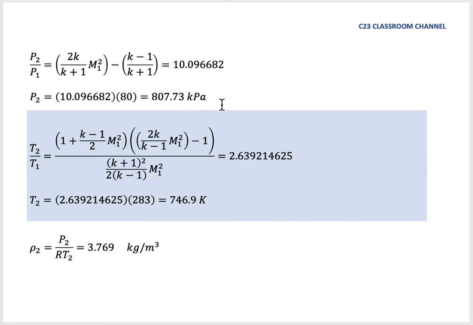So to get the temperature, we could calculate the ratio of T2 over T1 by using this equation, and then we get 2.639, and then we could calculate the value of T2 is equal to 746.9 Kelvin. The density after the shock wave can be calculated by using this term, rho 2 is equal to P2 over RT2. We substitute the value of pressure and temperature that we got from the previous calculation. We get the density after the shock wave is 3.769 kilogram per meter cube.